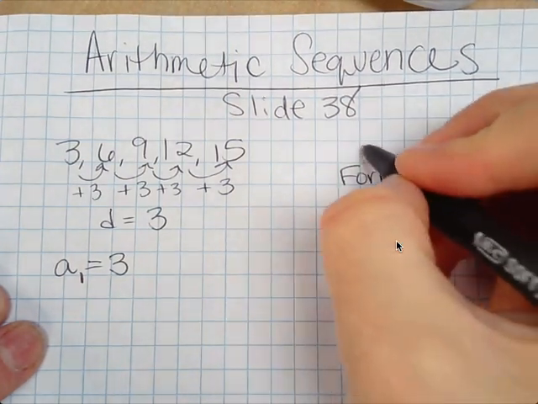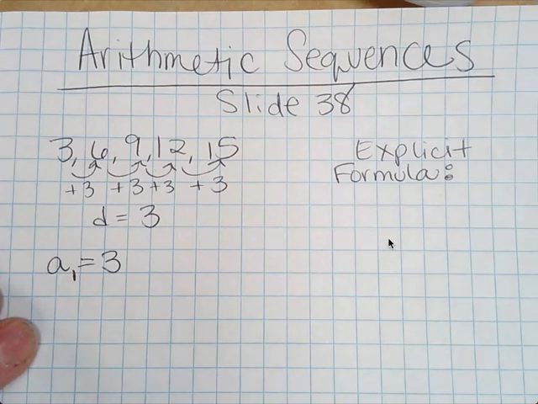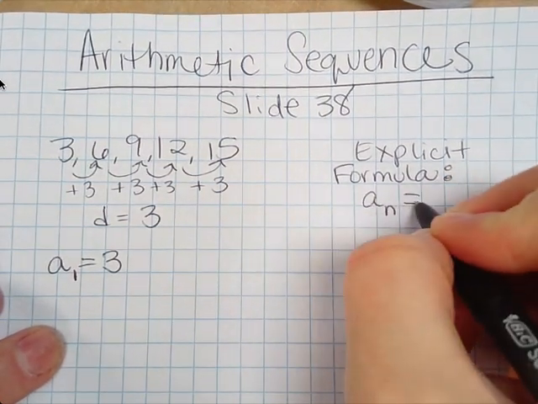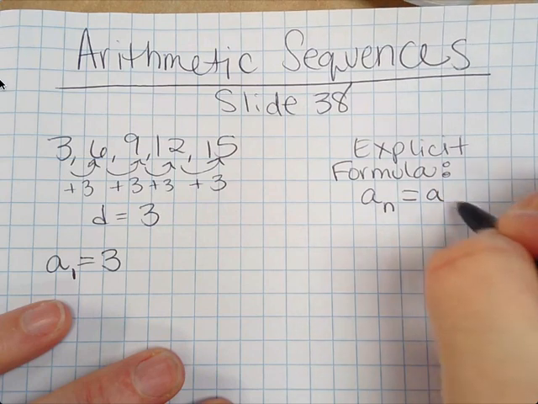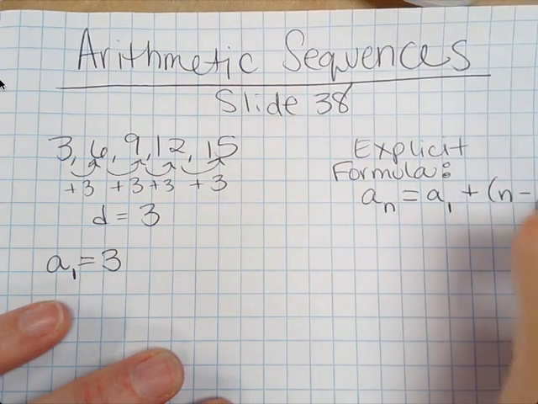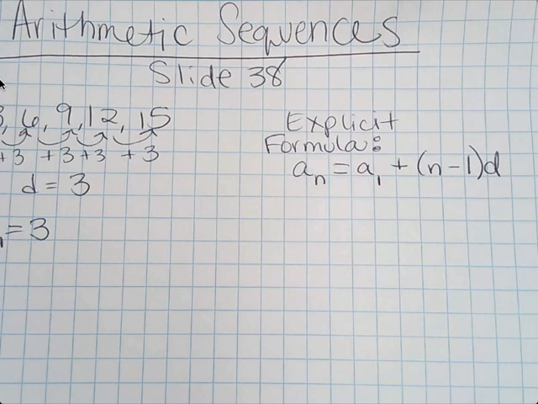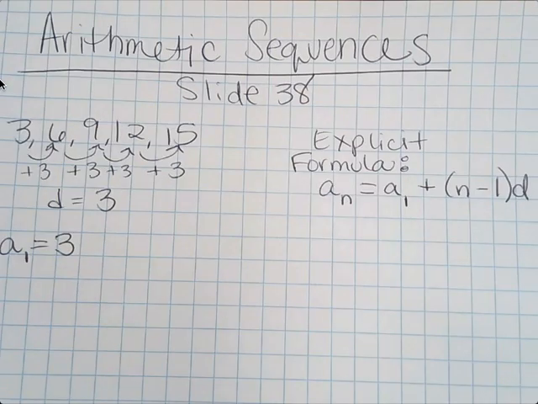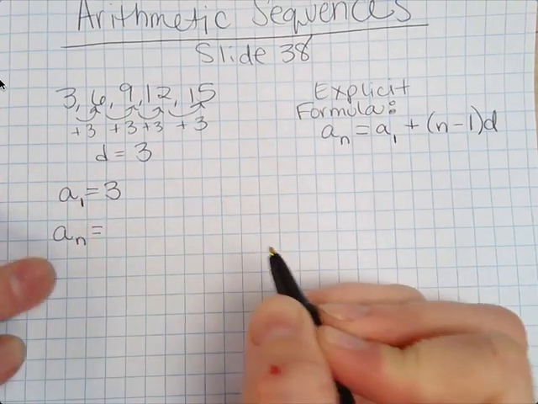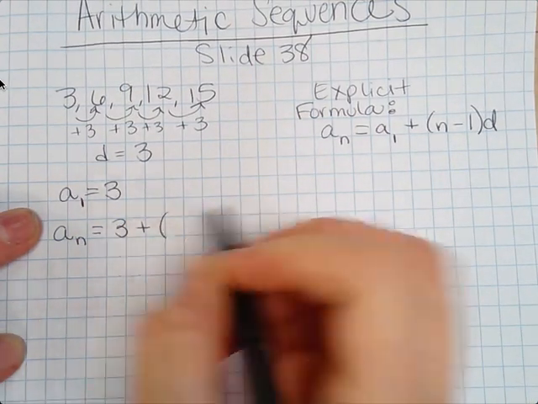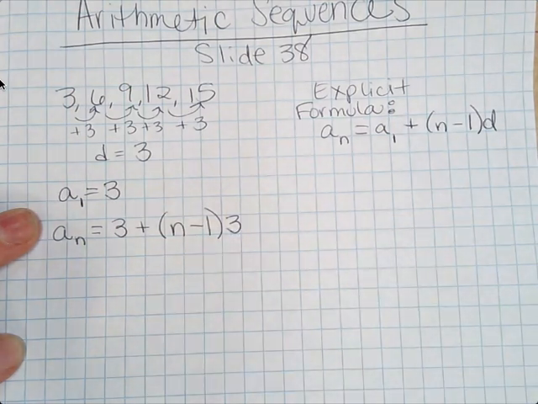And the formula, this is your explicit formula, is written as a subscript n equals a subscript 1 plus n minus 1 times d. So we'll plug it in here. So it'd be a subscript n equals 3 plus n minus 1, and then d would be times 3.